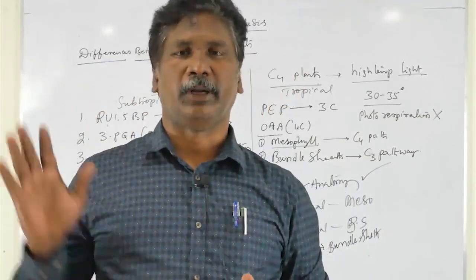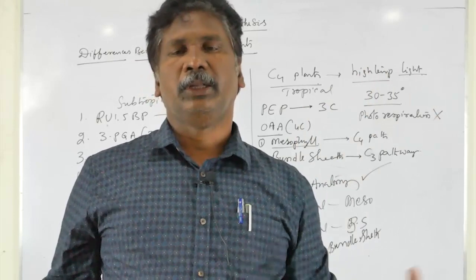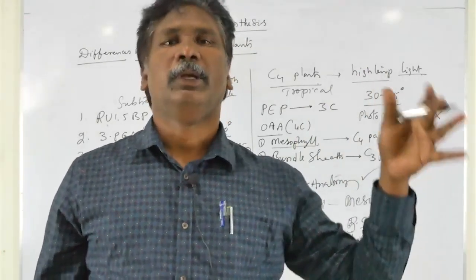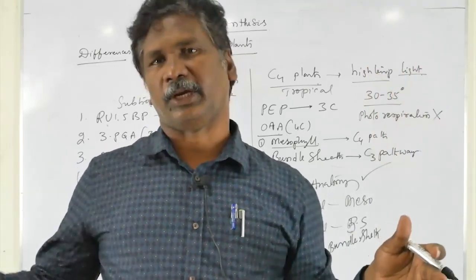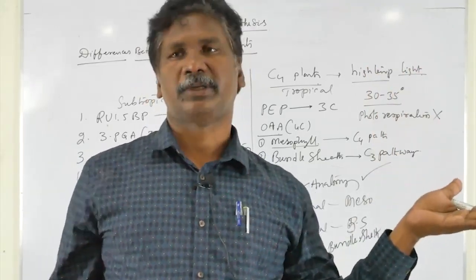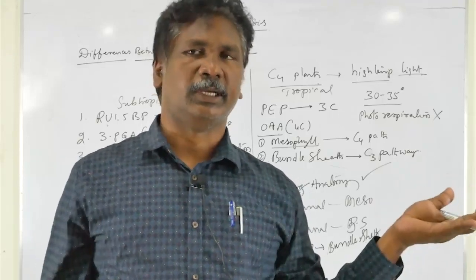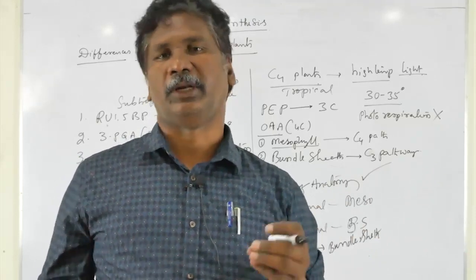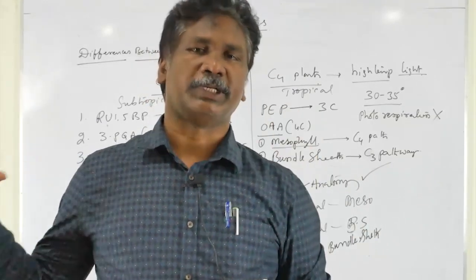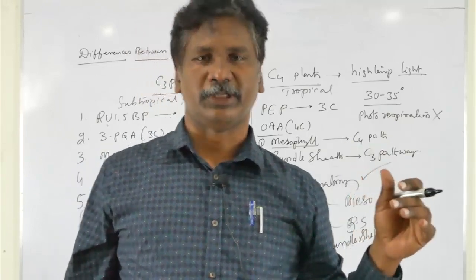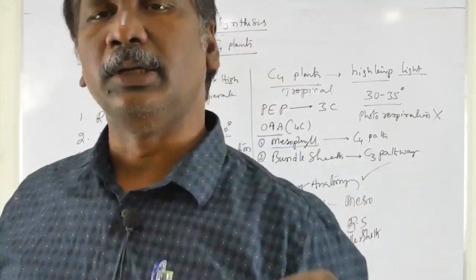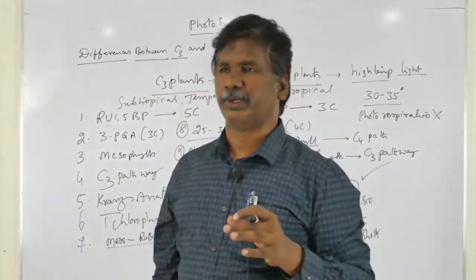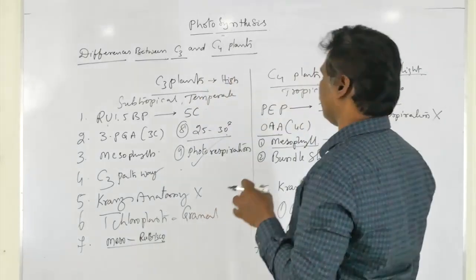To summarize: the primary acceptor is RuBP in C3 and PEP in C4. The first formed compound is 3-PGA with 3 carbons, hence it is a C3 plant. In the other, the first formed compound is oxaloacetic acid with 4 carbons, so this is the C4 plant. C4 plants are also highly efficient in high temperature. Photorespiration is present in C3 and absent in C4 plants. These are the major differences between C3 and C4 plants.